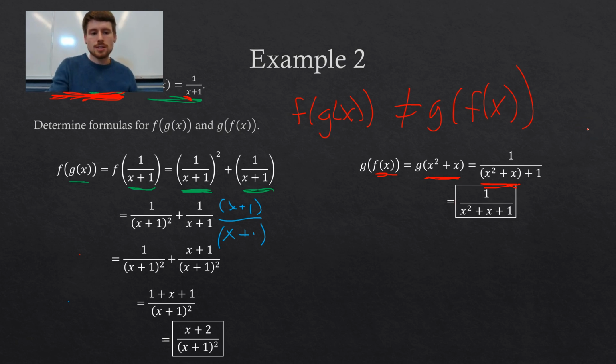So if you take a look and stare at these two functions, you'll see they're very much not the same. They don't simplify at all. They're going to have different domains. They'll have totally different graphs. The function over on the right, I believe, doesn't have any asymptotes, whereas the function on the left has an asymptote. So they're totally different, and so composition, the order matters.